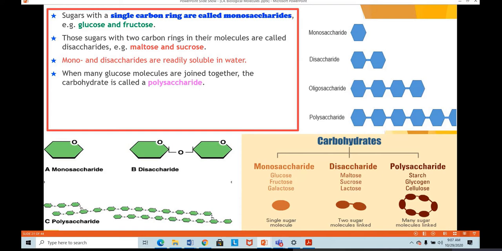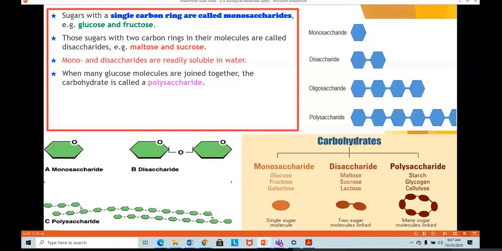And who's going to explain what are disaccharides? Can I explain this? Go ahead. Disaccharides consist of two sugar molecules, and some examples include sucrose, lactose, and maltose. Excellent. Thank you so much.